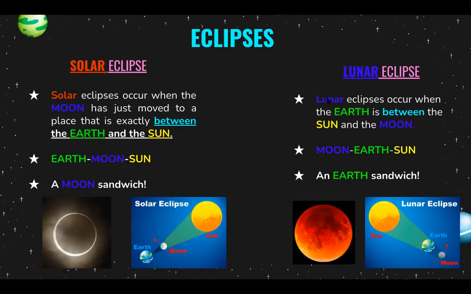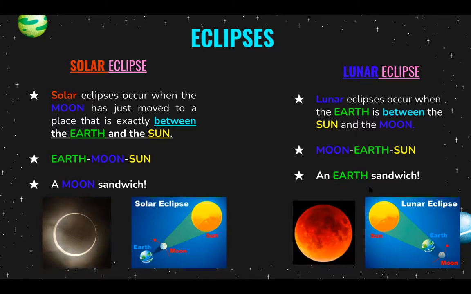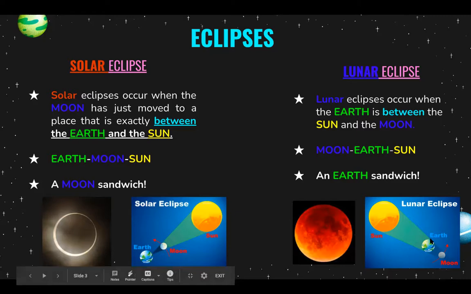Okay, on the other side, we have lunar eclipses occur when the Earth is between the sun and the moon. So we have moon, Earth, sun, and what I like to call an Earth sandwich, right? So it's what's in the middle. So over here for the solar eclipse, we had the moon in the middle. And for the lunar eclipse, we have the Earth in the middle.